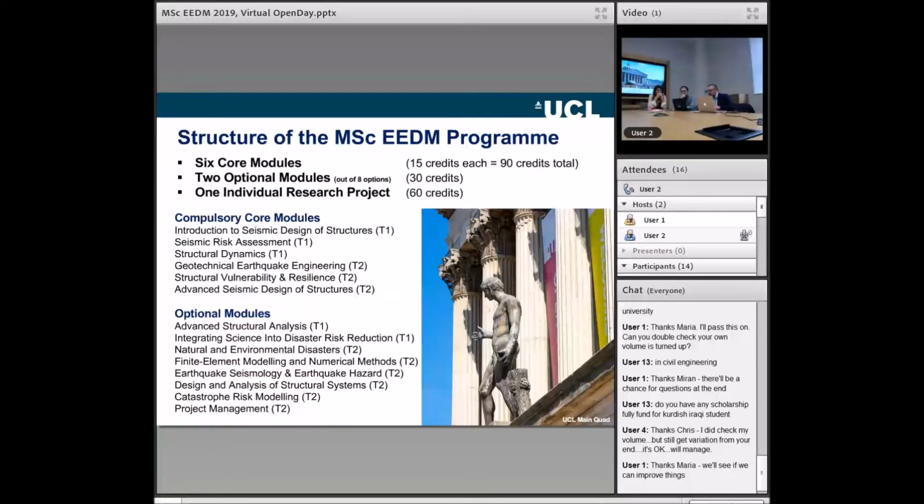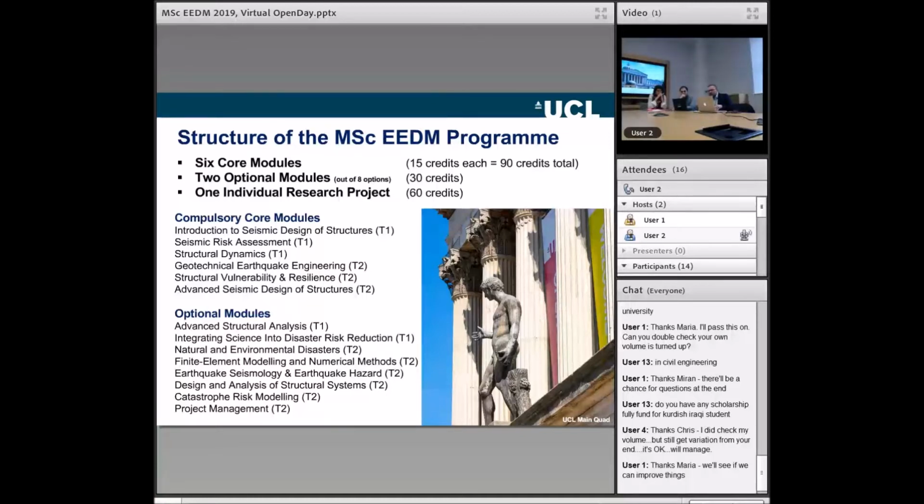Geotechnical earthquake engineering. Again, everything we do is with a strong focus on buildings, but of course, the soil-structure interaction and the foundation play an important role. And so the geotechnical earthquake engineering module will cover that.